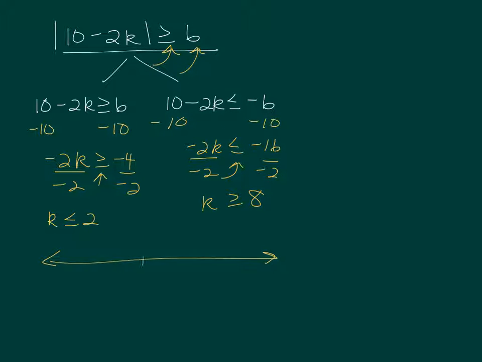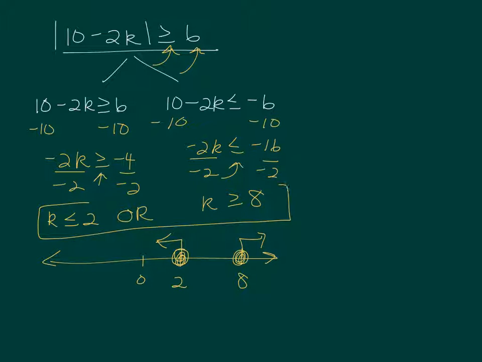Go to graph those. We have the 0, 2 shaded to the left, 8 shaded to the right. Is it a conjunction or a disjunction? It is a disjunction, so we want to write or in between. And there is our answer.